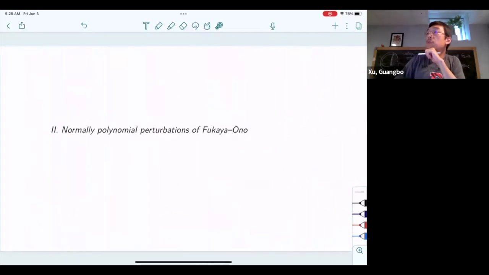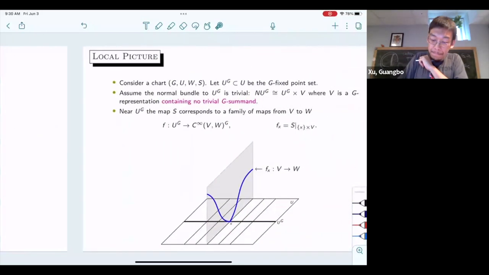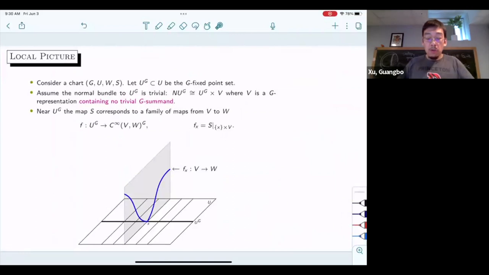All right, so now let's look at this proposal of Fukai and Ono using the so-called normally polynomial perturbations, and let me explain what they are. So let's look at the local picture of a Kuranishi chart and how we do perturbations. So let's consider a single chart.